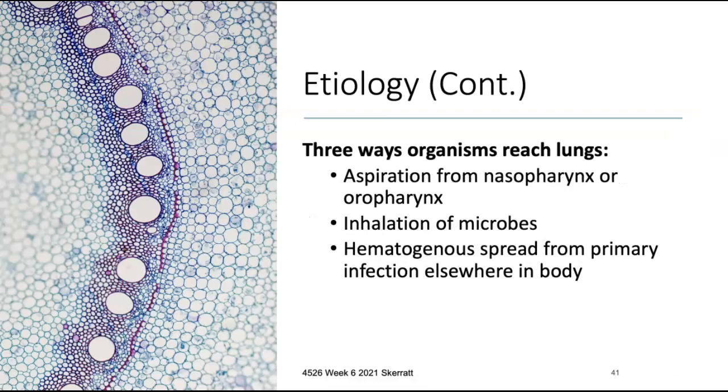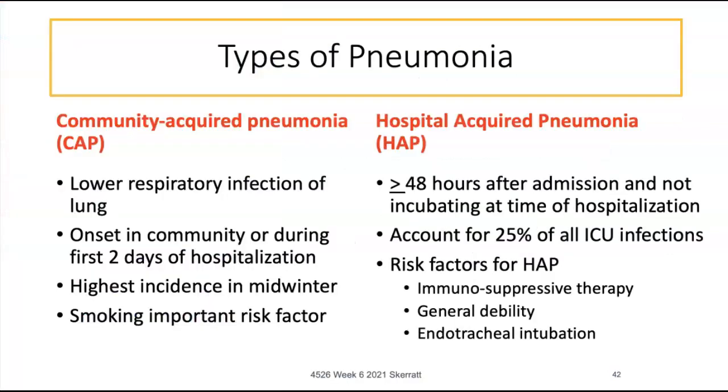So 3 ways organisms reach the lungs: through aspiration, through inhalation of microbes, and through the blood, which is hematogenous spread from a primary infection elsewhere in the body. So let's look at the types of pneumonia.